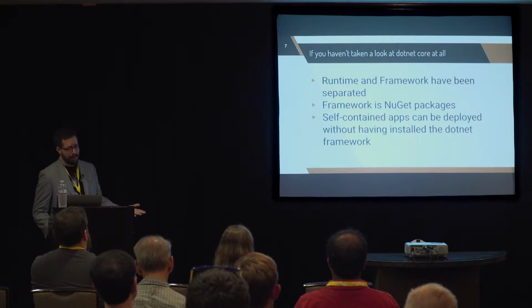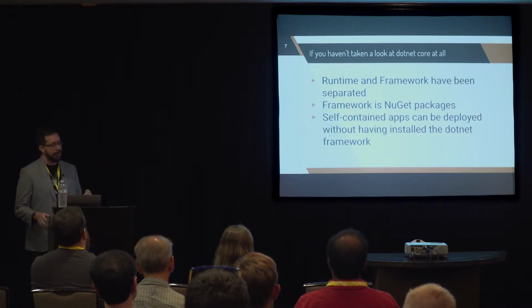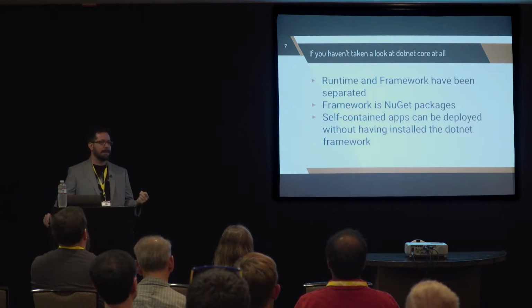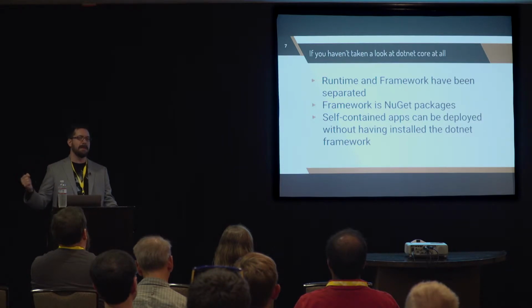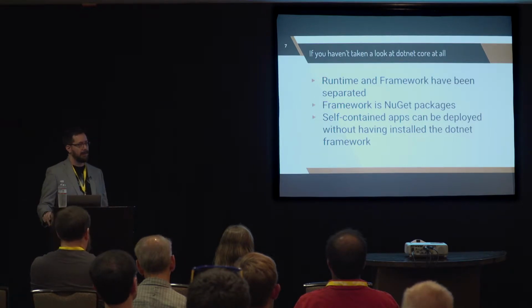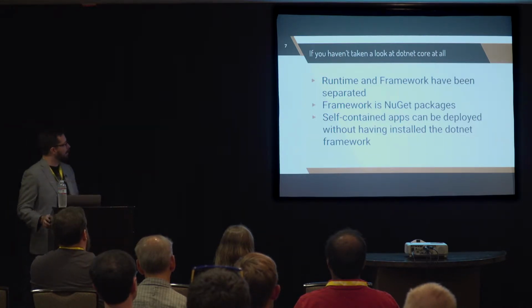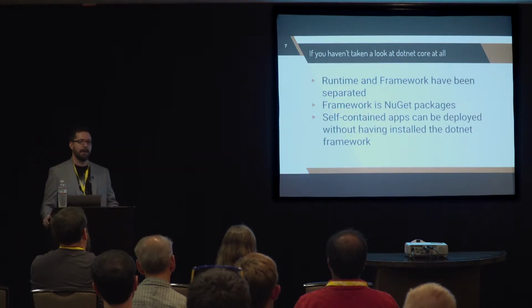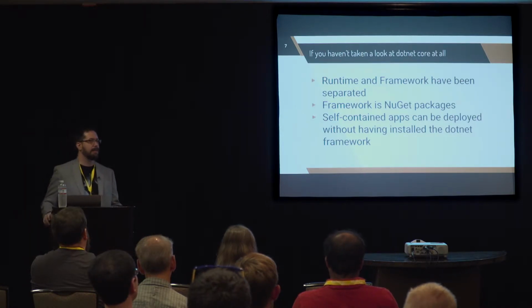If you haven't taken a look at .NET Core at all, these are some of the main things to take away. The runtime and the framework have separated, so the thing that runs your code is not necessarily all the features that you have in your code. The framework is pretty much downloaded via NuGet. That means Microsoft and everybody can move on a faster release cycle and have fewer breaking changes for the code you're developing. The other thing is that you can have self-contained apps. Things can be published so that you can run your program on something that doesn't have .NET or the .NET framework installed at all. That's nice for portability, nice for Docker, stuff like that.